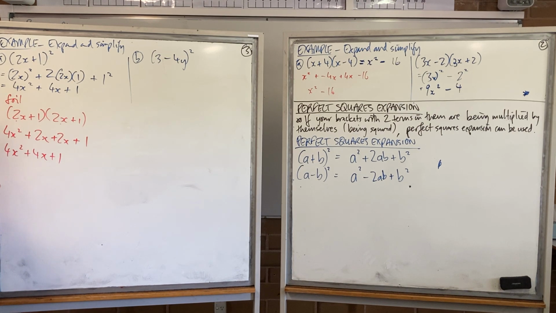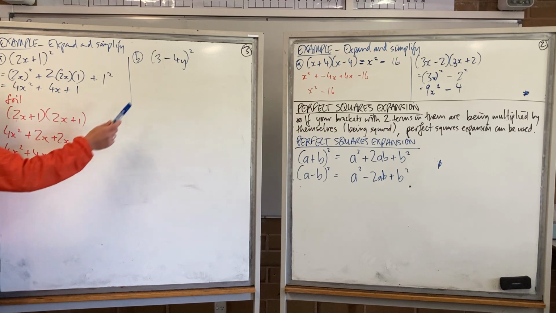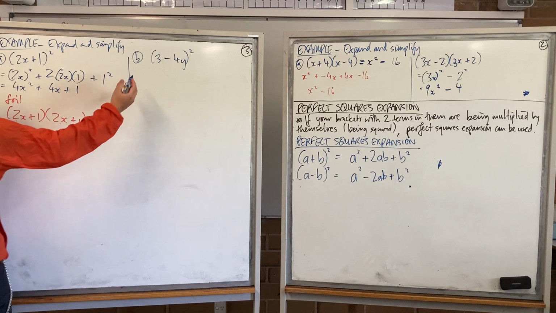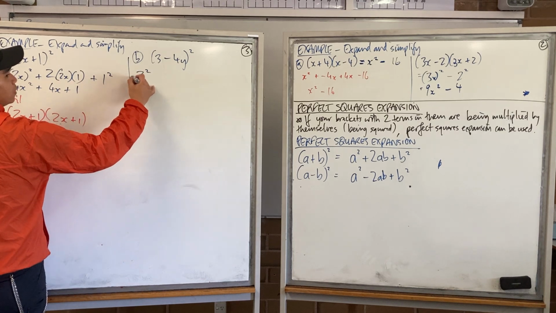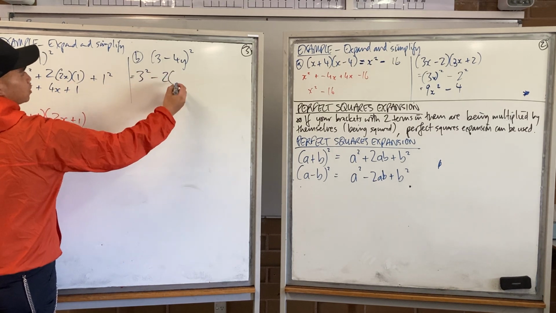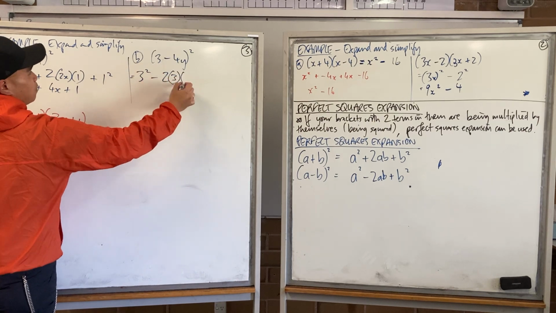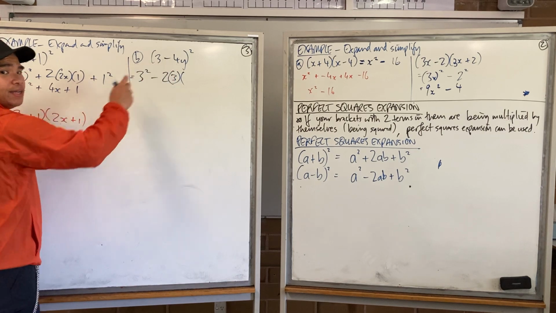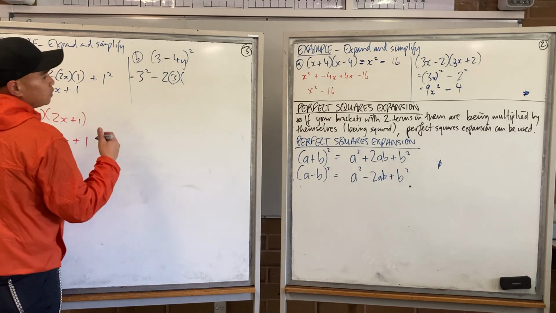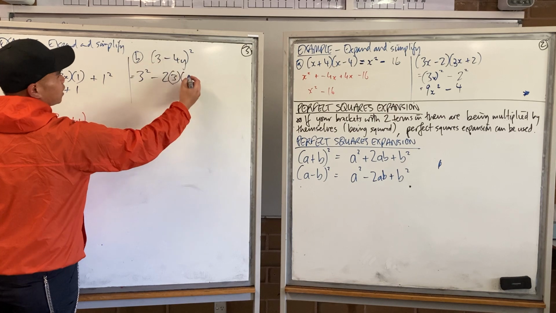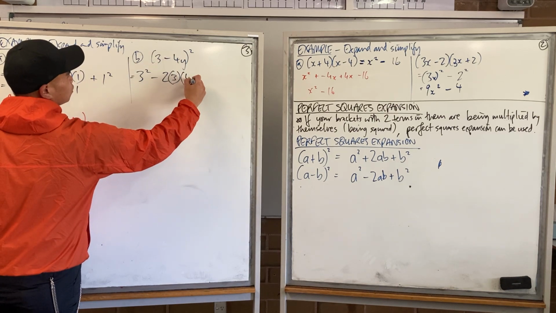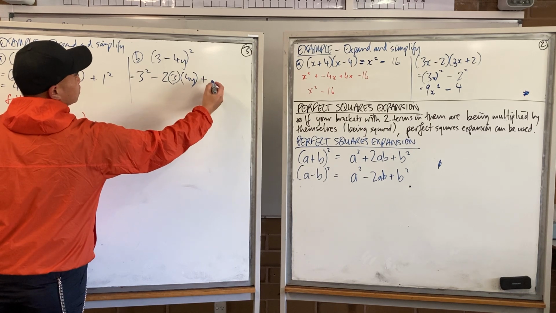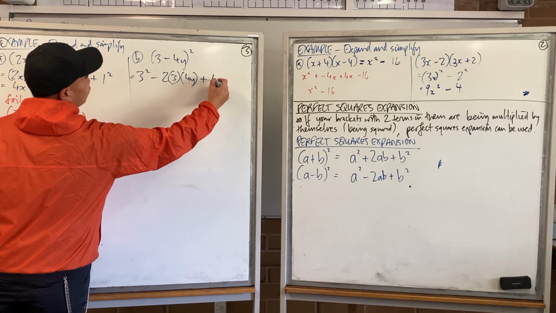Last one, and then I'll be quiet. Here you've got a subtraction, but it's still a perfect square, so it's the second one there. What is A? It's going to be 3 squared. Take 2 lots of A, which is 3. Be careful with your minuses, because what is B? It's 4y. You just chuck B in. The minus deals with it, so it's 4y, and then plus B squared, which is 16y squared.